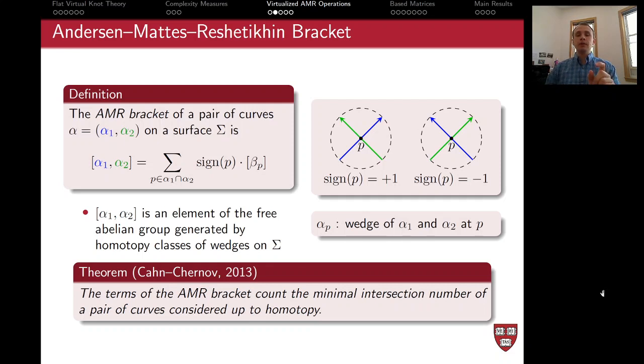Then the AMR bracket is going to vanish. And so to get around that, what you can do is reverse the orientation on one of the curves. And so long as they're no longer homotopic, you get to count the minimal number of intersection points. So this is a fun result. This gives us a way to at least think about the minimal number of intersection points. How much collapsing is there, or what's left when you look at the AMR bracket?